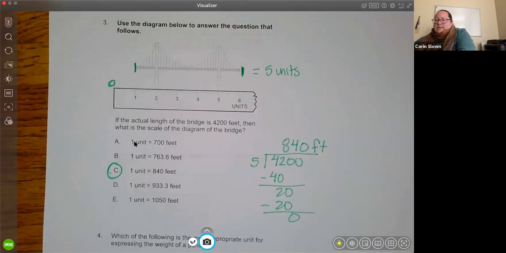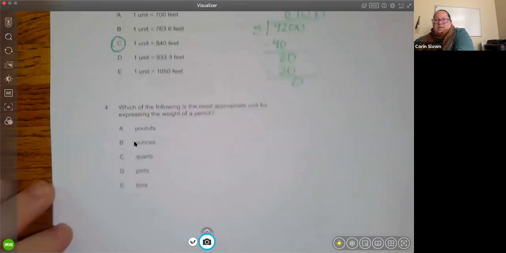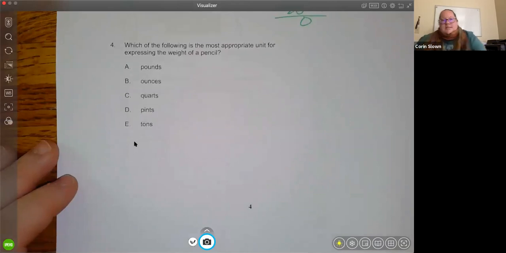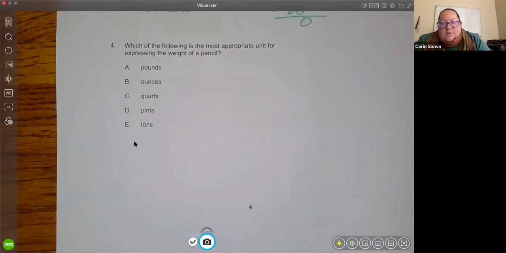All right. Let's take a look at number 4. This is a slightly different type of problem. Number 4 says, which of the following is the most appropriate unit for expressing the weight of a pencil? So we have pounds, ounces, quarts, pints, and tons. In this case, it's probably helpful if you can think about an object that would be equivalent to this type of weight.